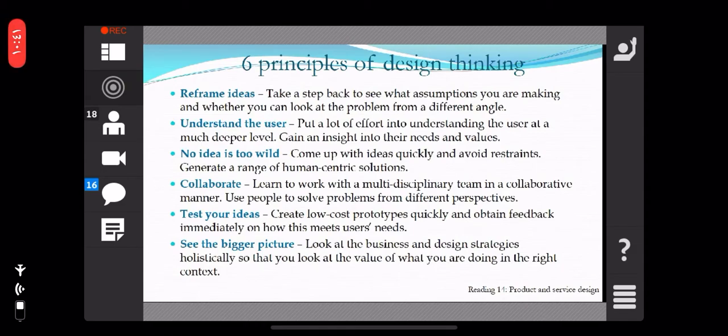The last is see the bigger picture. Design strategies holistically so that you look at the value of what you are doing. See the bigger picture means look for your vision. Do not be very limited. Look at the business and design strategies holistically so that you look at the value of what you are doing in the right context. See the bigger picture.